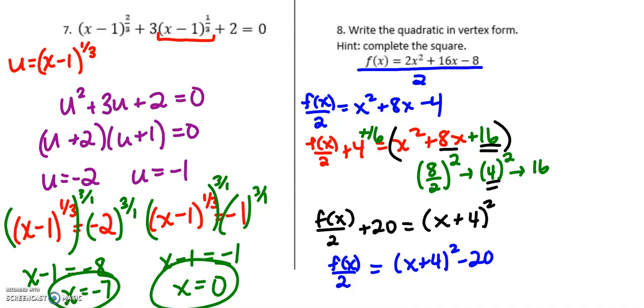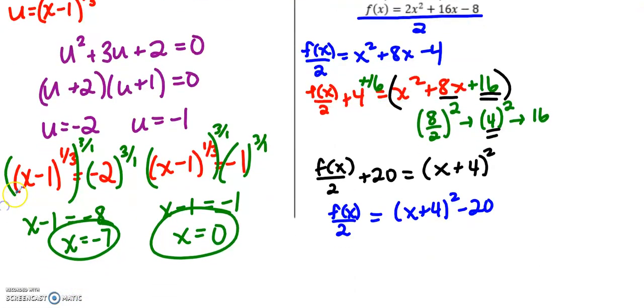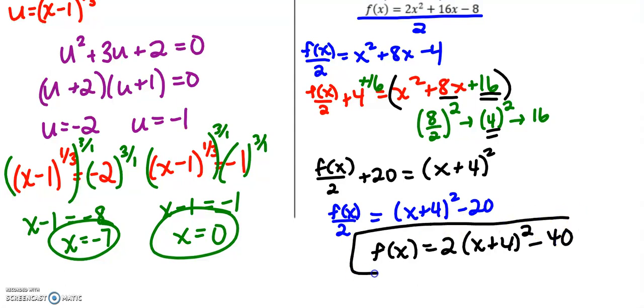Multiplying everything through by 2 to get my final answer, I should end up with f of x equals 2 times this first term of x plus 4 squared minus 2 times 20, which is negative 40. Again, I think there might be a small mistake on the original key. We should have that 2 multiplied back in, because when you are writing in vertex form, you don't lose the 2. When you divide out, when you're solving by completing the square, the 2 can go away because it's not going to impact your zeros, but it does impact the vertical stretch or shrink of this parabola.